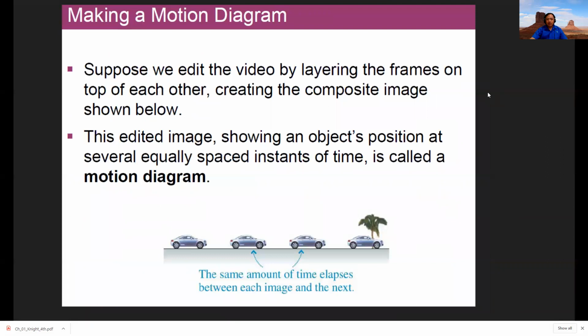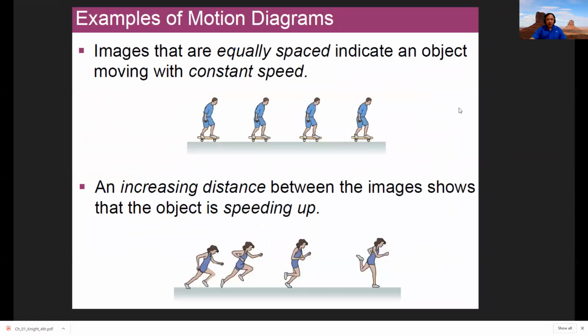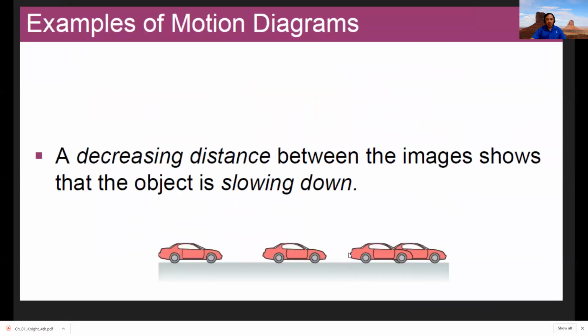What if the video is edited by layering the frames on top of each other, creating the composite image shown below? That edited image is already a motion diagram, showing an object's position at several equally spaced instants of time. In this case, the same amount of time elapses between each image and the next. For example, this fellow on a skateboard has a constant speed because the images are equally spaced. But for this girl who is running, the separation distance keeps on increasing, so she is speeding up. And in this one, the separation distance becomes lesser, so it is slowing down.